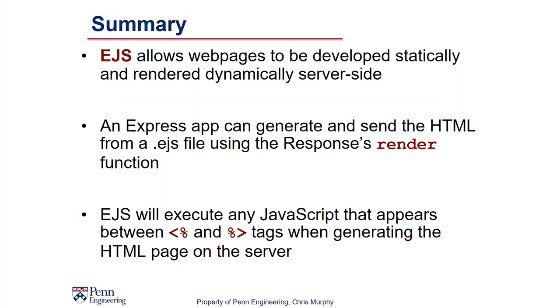EJS allows us to separate the JavaScript from the HTML, to separate the functionality from the format using .ejs files. We can use the HTTP response object's render function to convert the EJS file to static HTML. And in the EJS file, we can use the special tags that will execute JavaScript and generate HTML on the server.